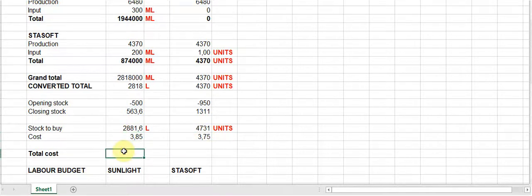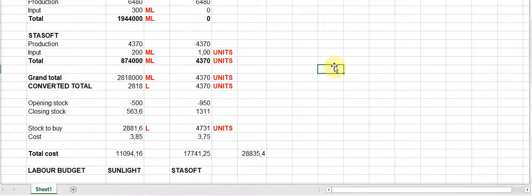Then the total cost will be the stock that I have to buy times the cost, and the stock I have to buy times the cost. And this is now in rand. I'm just calculating a total here in case there is a mark for the total material budget. So let's just say total there.